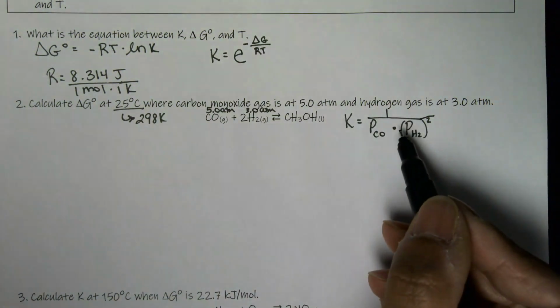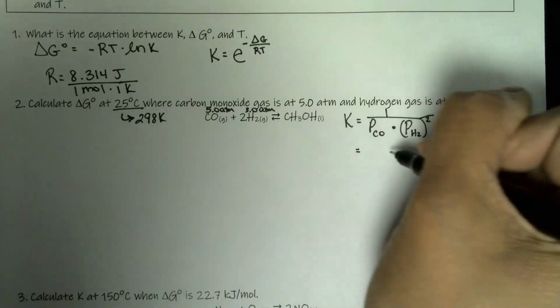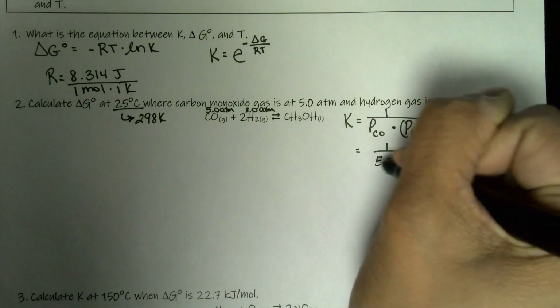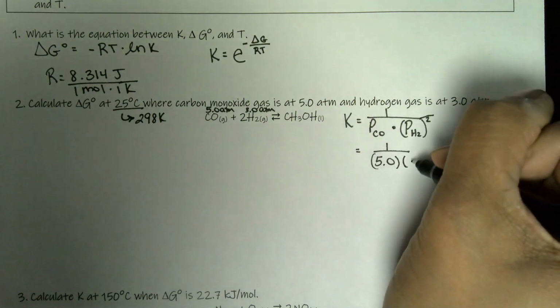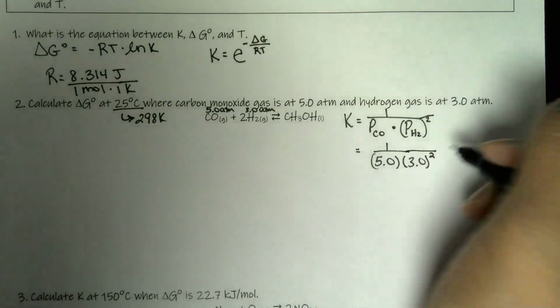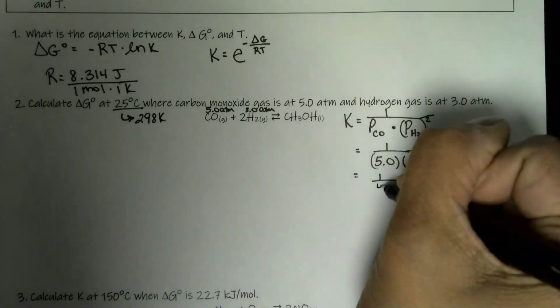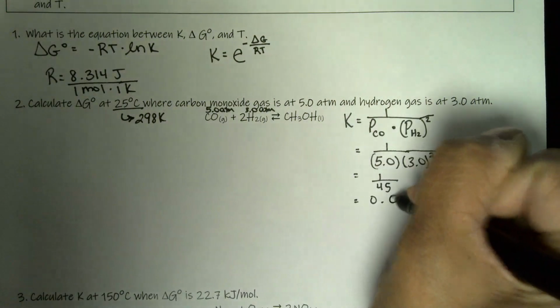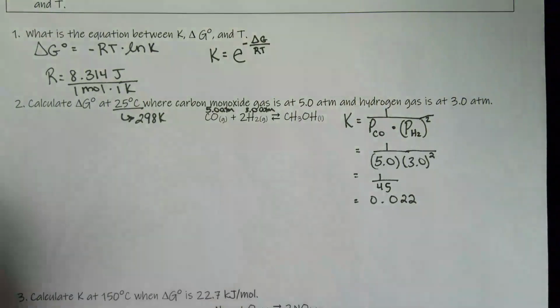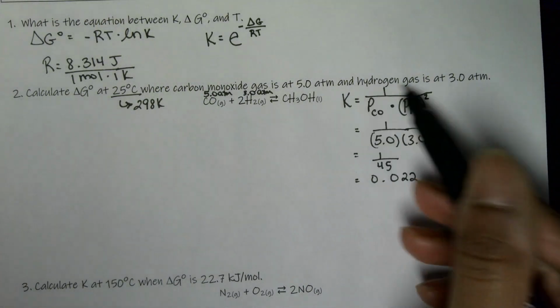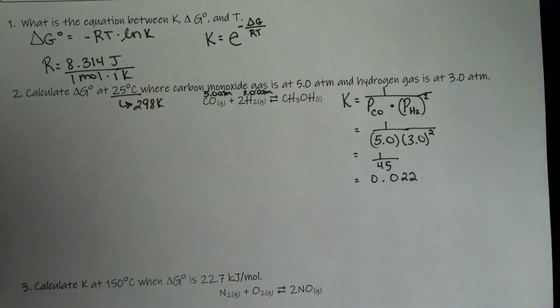So I can use this to help me figure out what that K value is. I have 1 over the pressure of carbon monoxide, which is 5.0, times the pressure of hydrogen, which is 3.0, but I have to square that. So essentially I have 1 over 5 times 9, so 1 over 45. On my calculator, 1 over 45 is equal to 0.022, and that's 2 sig figs. Recall that K does not have any units. Don't forget, you want to put your K expression in there first because you never know when you're going to get a point for that.